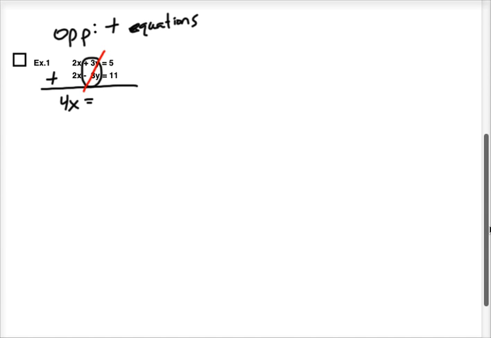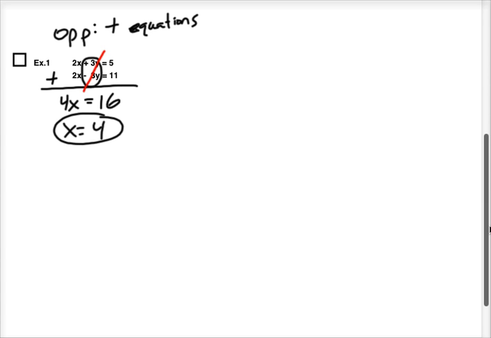And then I need to add the other side as well. 5 plus 11 is 16. Divide both sides by 4, and we already have one of our variables solved for. Now, as you remember from substitution, hopefully, we're not quite done yet. We need to figure out what y is.